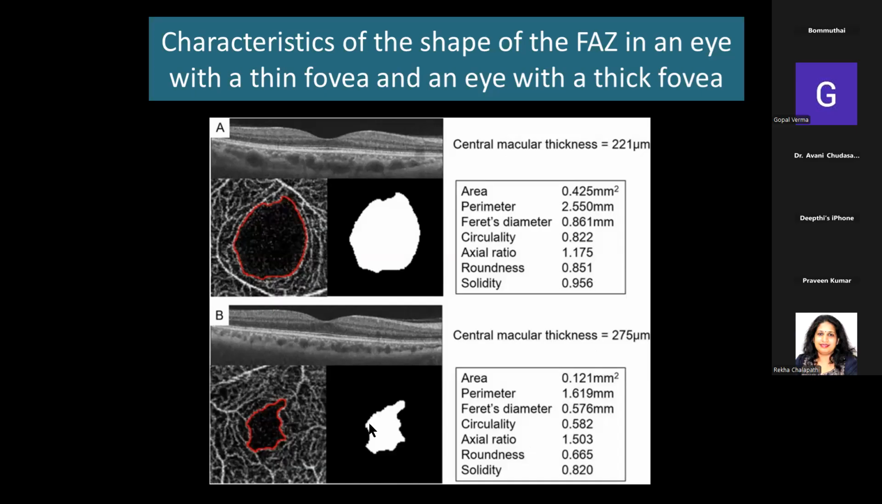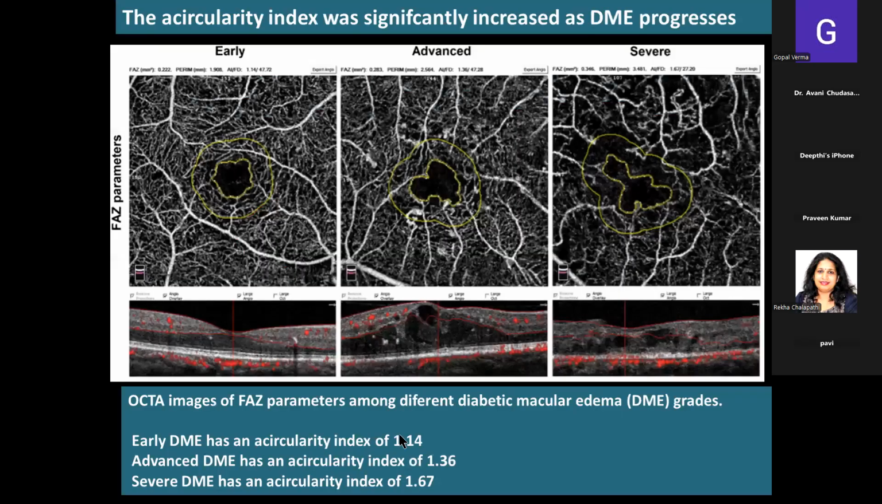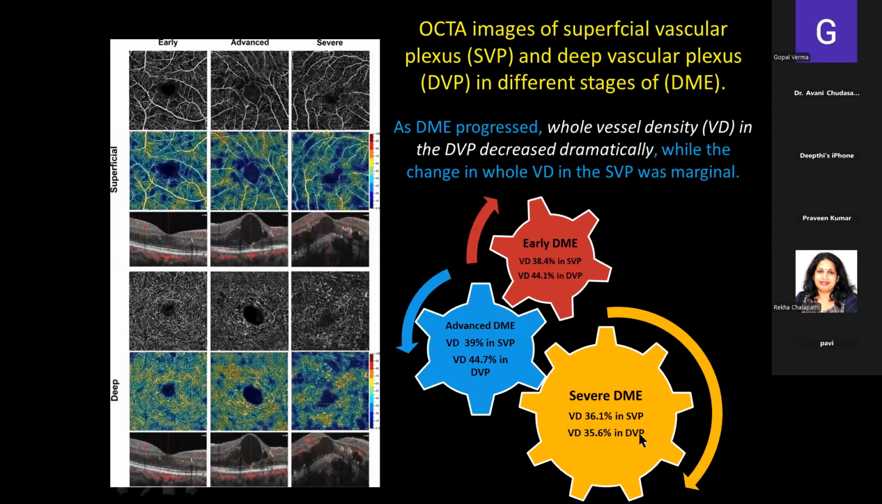I told you the acircularity index is the most sensitive index, which keeps on progressing. You can see early DME, advanced DME, and severe DME. It keeps on increasing as the severity of DME increases. Even the vessel density, as the DME progresses from early to advanced and severe DME, drops more in the deep capillary plexus than in the superficial capillary plexus. So one needs to look into the deep capillary plexus much more thoroughly in OCTA patients when compared to the superficial capillary plexus.